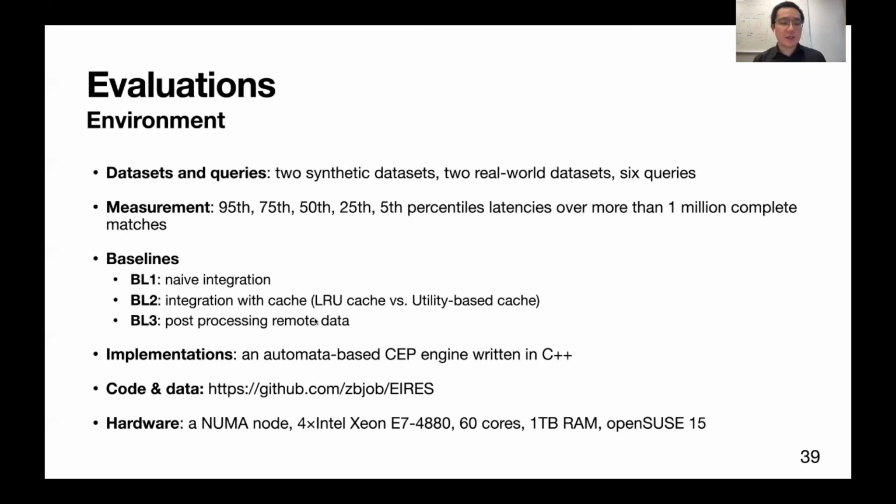The third baseline is to postpone the evaluation of remote data to the last state of the CEP engine. This is actually the laziest evaluation. We implemented a prototype of an automata-based CEP engine written in C++. The code and data are publicly available. All the experiments are run on a NUMA node with 40 cores and 1 terabyte memory running OpenSUSE operating system.